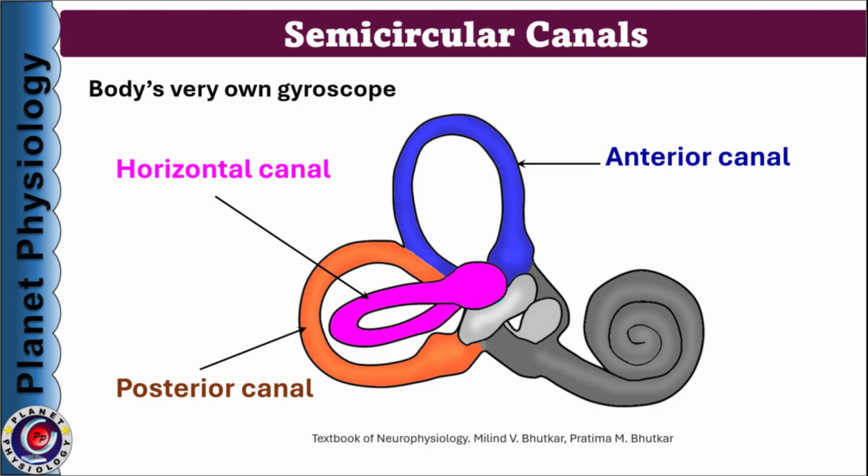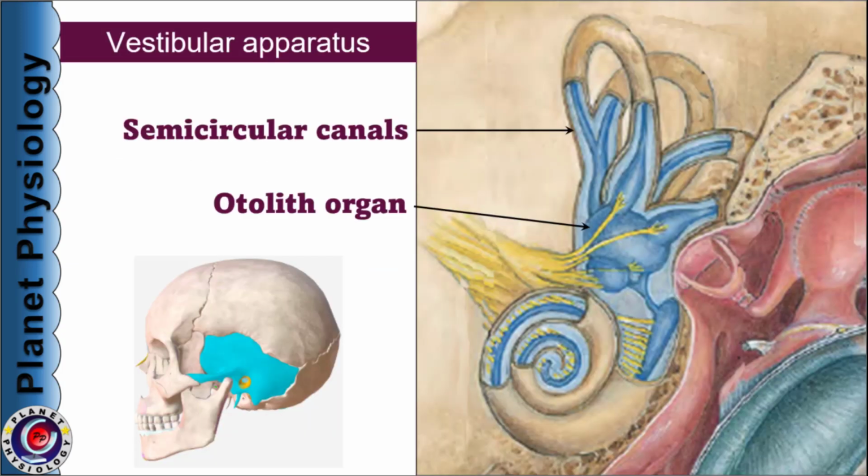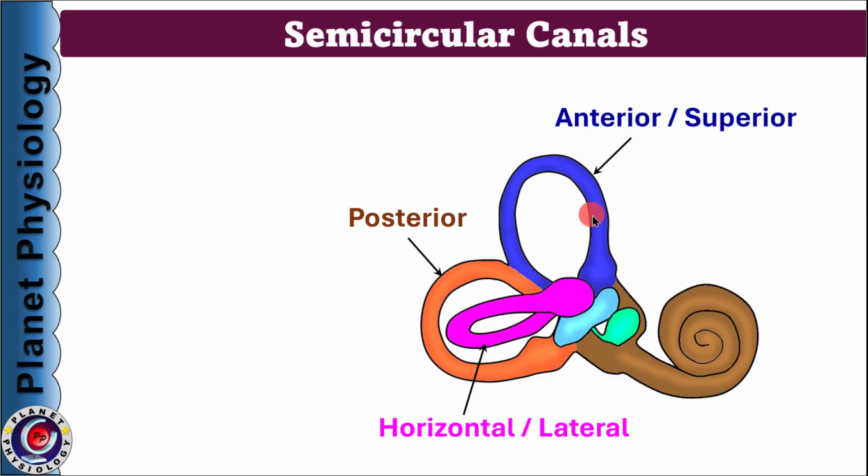In our previous video, we have learned that vestibular apparatus is located in petrous part of the temporal bone. It consists of an outer bony labyrinth and inner membranous labyrinth and includes otolith organ and semicircular canals. Semicircular canals are connected to the vestibule at both ends and are filled with endolymph. There are three semicircular canals in each ear: anterior or superior, posterior and lateral or horizontal.